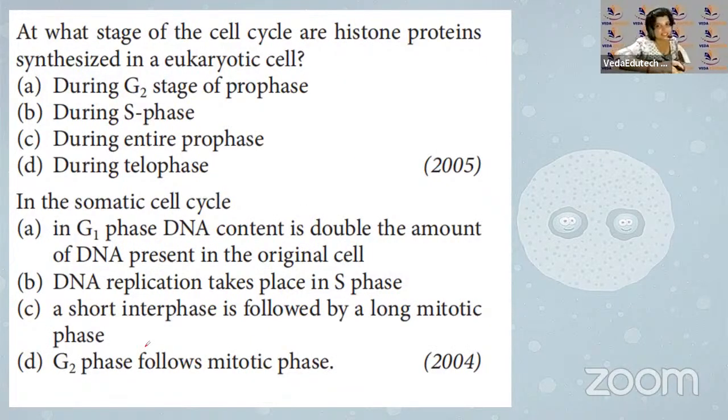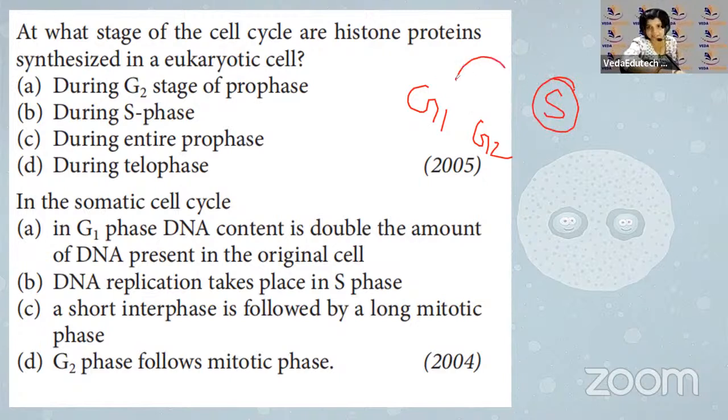At what stage of the cell cycle are histone proteins synthesized in a eukaryotic cell? Protein synthesis happens in G1 also and G2 also. But you need histone to synthesize DNA, to duplicate DNA, right? For packaging DNA you need other proteins also, but for synthesizing DNA you need histone. So we are going to duplicate DNA in S phase. So we prepare for S phase in G1 phase.